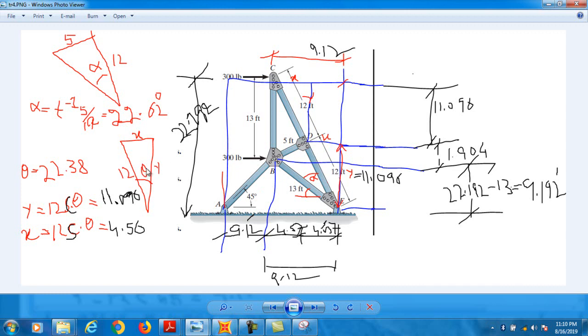Now I need this angle. Clear? This angle can be determined with reference to these two angles. I know that this member makes an angle of 45 degrees, which is given there, and I can calculate this angle alpha by using this triangle. Clear?